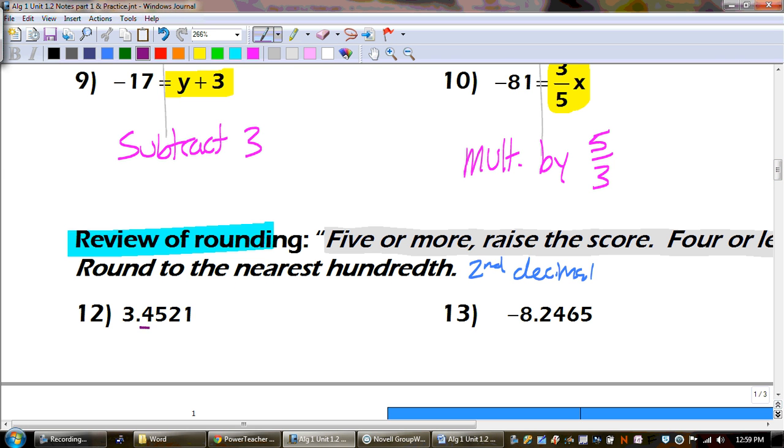We're going to underline our 2 decimals, and we need to look at the 2. Is it 5 or more? No, it's 4 or less. So if it's 4 or less, we are going to let it rest. So we rounded, so we need to change our symbol. That's approximately. And we said let it rest, so it's going to be 3.45.